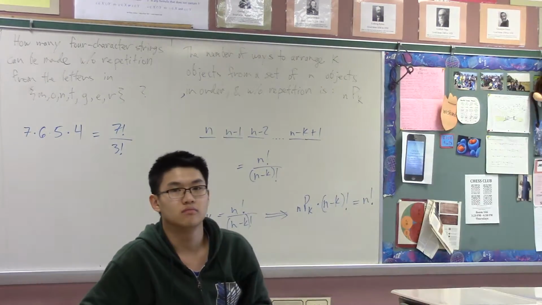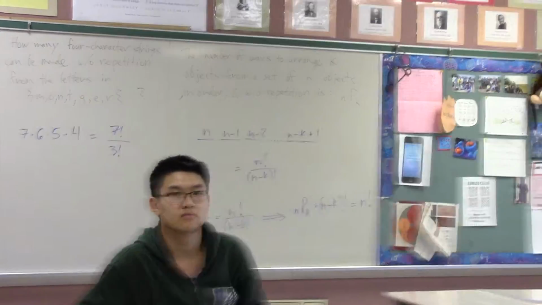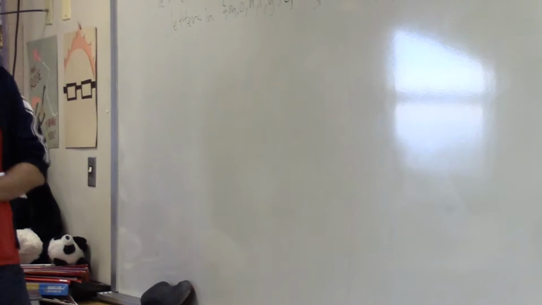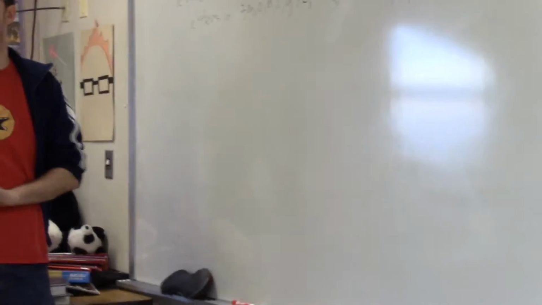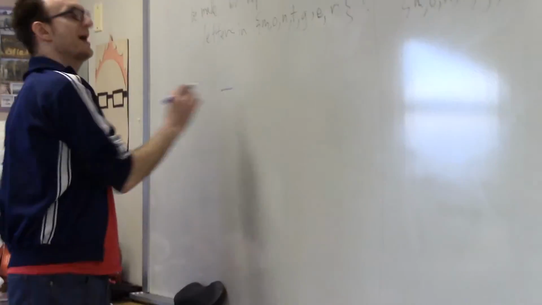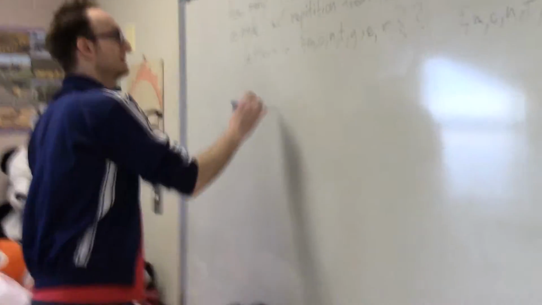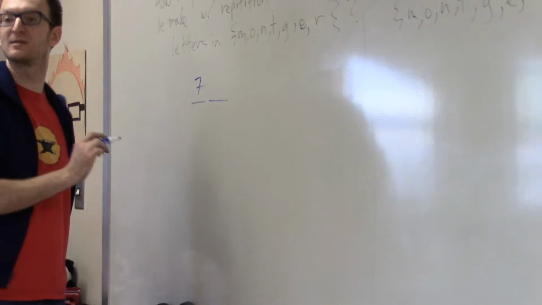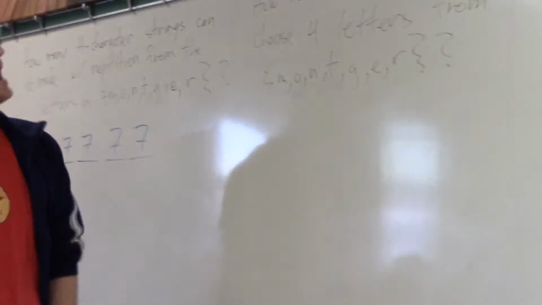Turn the camera. Up here. How many 4-character strings can be made with repetition from all of these letters? So now I get to use the letters more times if I want. How many choices do I have for what letter to go first? 7. How many choices do I have for what letter to go next? 7. Also 7. So this is just a stupid problem. Good, we're done. Next.